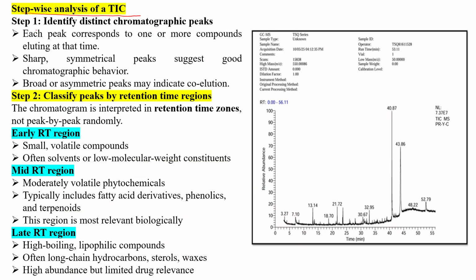Stepwise analysis of a TIC. The very first step is to identify distinct chromatographic peaks. Now each peak corresponds to one or more compounds. एक या एक से अधिक compounds eluting at the same time, that is moving out of the column at the same time, might be indicated by the peak. Now the peaks are of generally two types, sharp symmetrical peaks and broad or asymmetrical peaks.